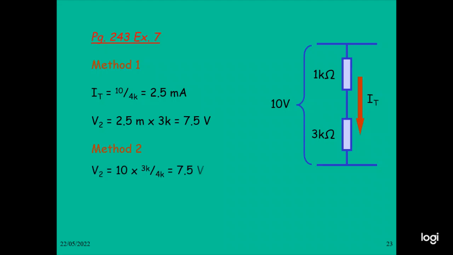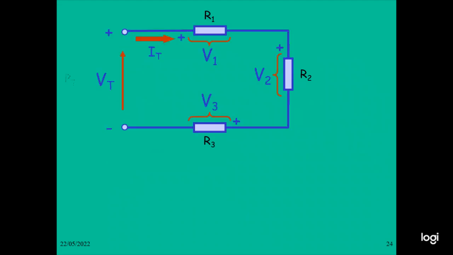Method 2 is we have to refer. V2 is equal to the total voltage multiplied by the 3 kilo ohm divided by the 1 plus 3 kilo ohm. So you get 7 by 5 volts.